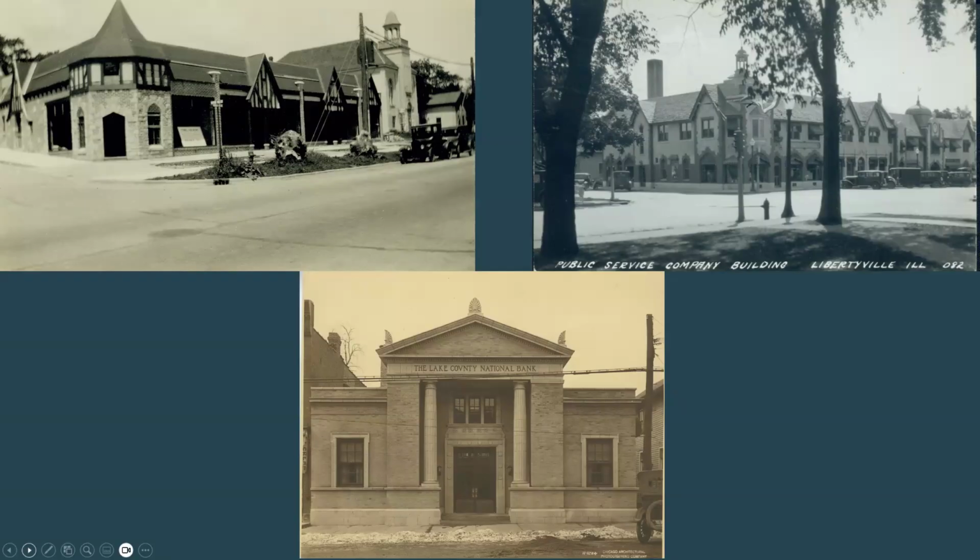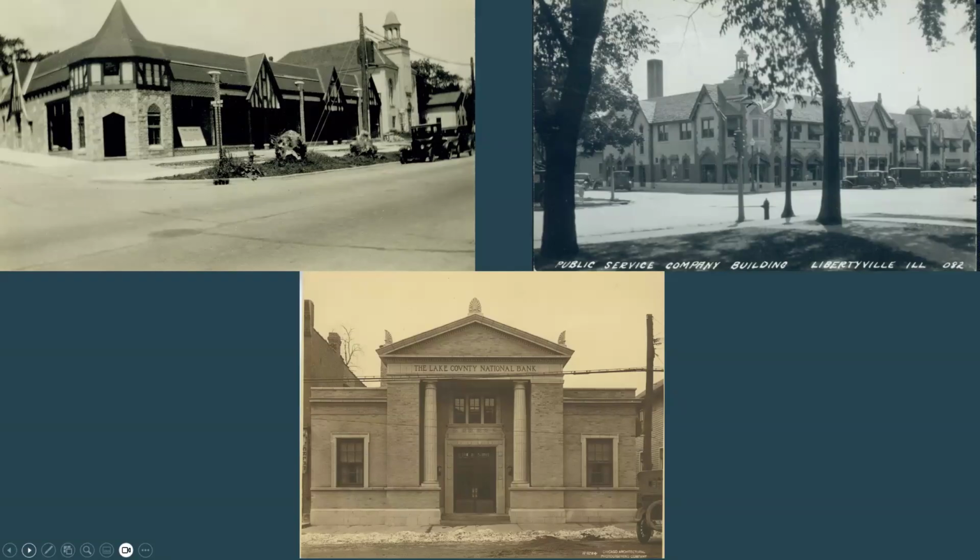At the bottom, the Lake County National Bank was completed in 1923 on the west side of Milwaukee Avenue between Cook Avenue and Church Street. In the upper left, in 1929, Benjamin L. Dahl constructed a new 1-story commercial block at the northwest corner of Milwaukee Avenue and Lake Street. But perhaps the most impressive new building built that decade is in the upper right, the Public Service Company building.